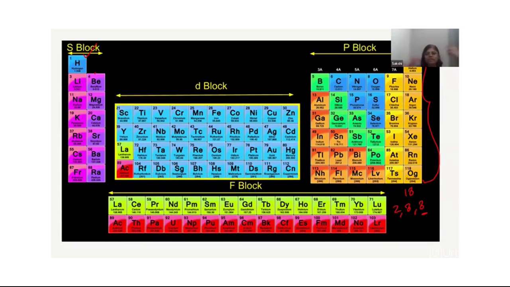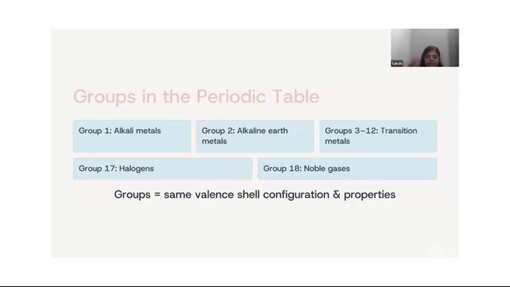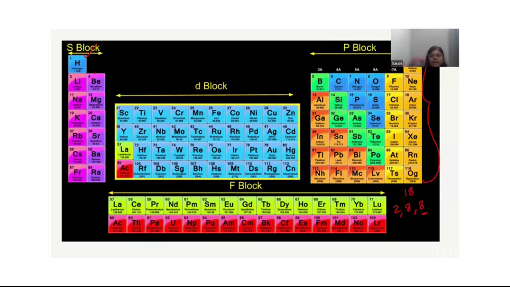What does the word noble mean? If I talk about a noble person, it means a person who never fights, a person who does good deeds. So these elements never react with other elements, because their shell is completely filled. So group 18 elements, we call them the noble gases, right? Group 17 elements are the halogens: fluorine, chlorine, bromine, iodine, astatine, and tennessine. That is the name given to group 17 elements.